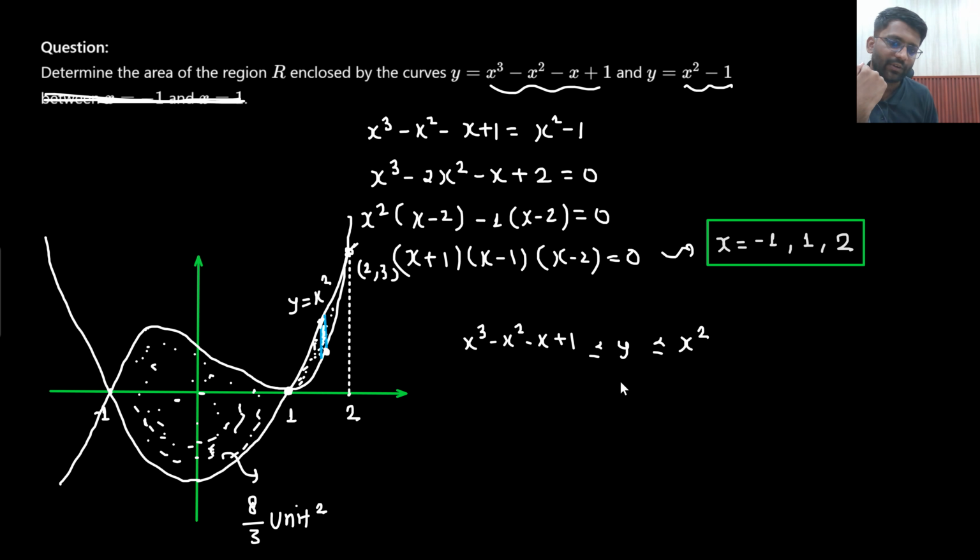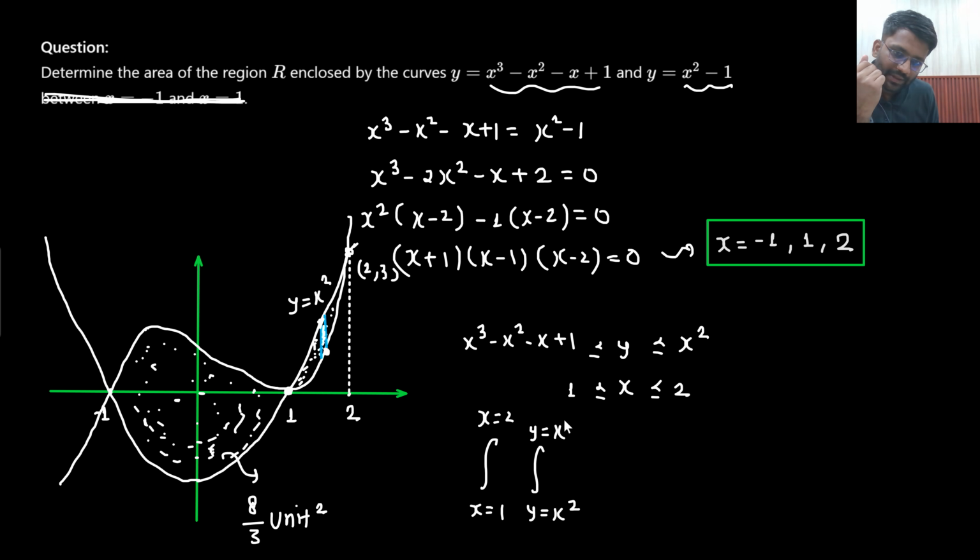And what about the value of x? x is going from 1 to 2. Then you will have to solve it and you will get the answer. So x going from 1 to 2 and y going from x square to x cube minus x square minus x plus 1, dy dx. So some area A you will be getting. So for the total bounded region, some area A you will be getting.